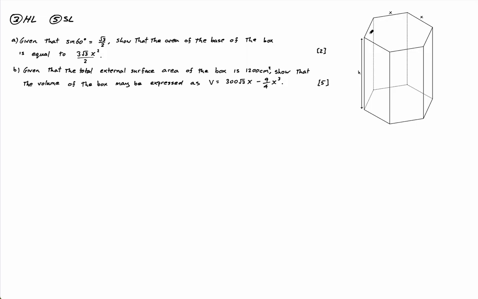So this cross section of the prism is a hexagon and it's regular, which means all the sides are the same length. So part A, he kindly gives us sine of 60 is root 3 over 2, and he says, show that the area of the base of the box is equal to 3 root 3 x squared over 2. So that is the area of the hexagon. Now, if it's a regular hexagon, we can actually break it up into 6 equilateral triangles.